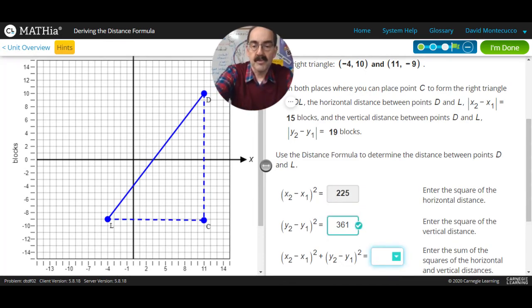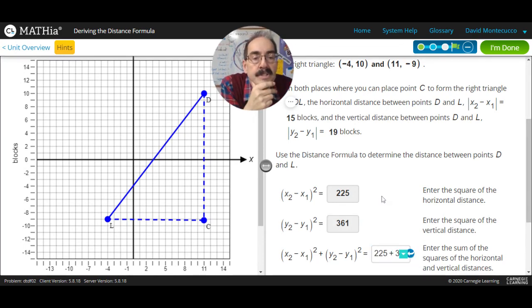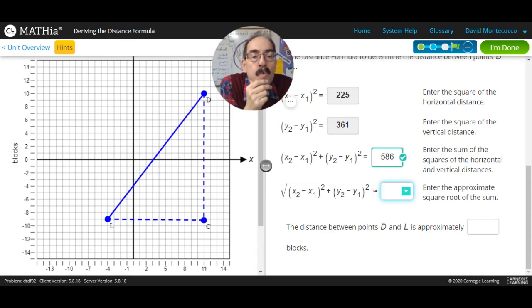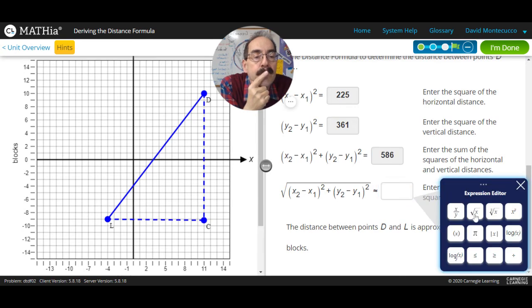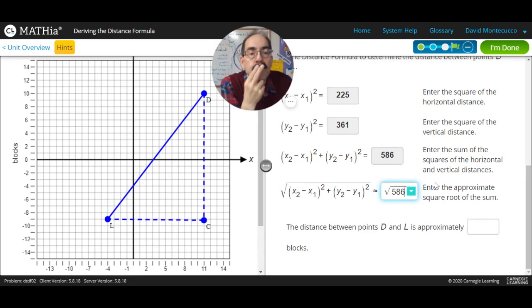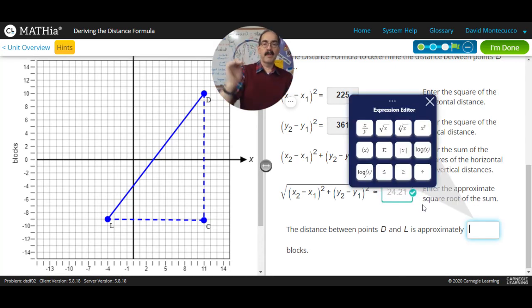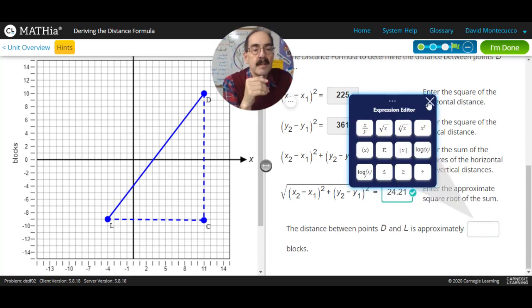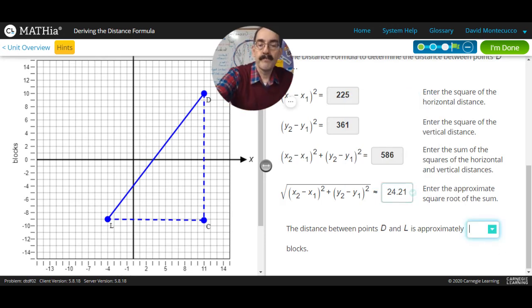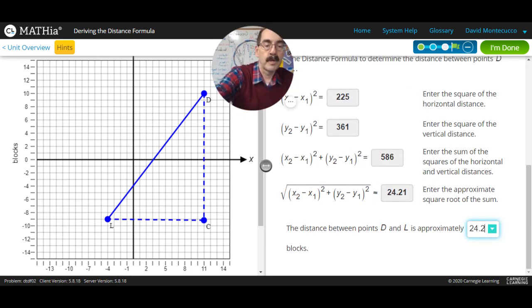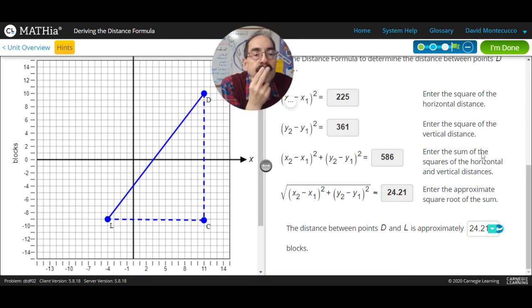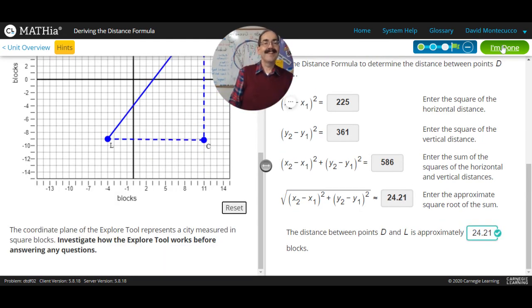We put those two numbers together, 225 plus 361. Let the machine do the work for us. The square root of this, so I'm just going to grab my little radical sign. 586. Enter. And it's approximately, that little squiggle sign means approximately, 24.21. Excellent. Looks like we got one more problem to do, huh?